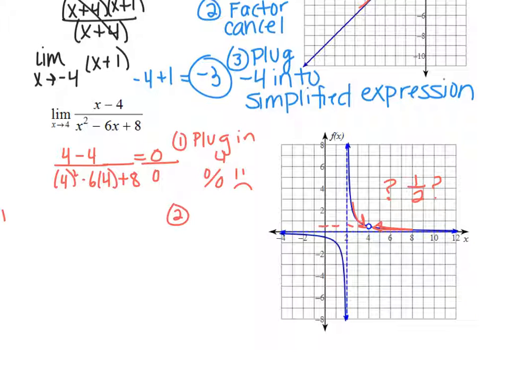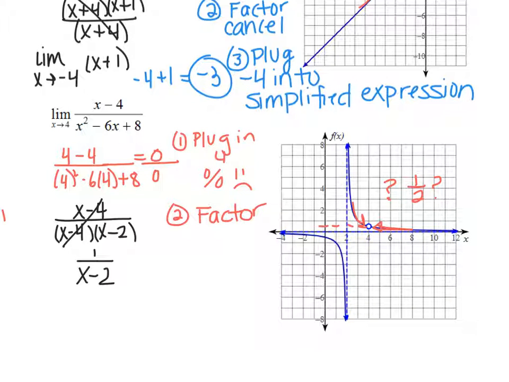So my second step is going to be to try to factor and simplify. So the x minus 4 can stay, and we're going to factor that denominator. So what numbers add to negative 6 and multiply to 8? And that answer is x minus 4, x minus 2. Looks like those will cancel, so I will be left with 1 over x minus 2. So now I want to take the limit as x approaches 4 of my new simplified version. So the second step was factor and simplify.